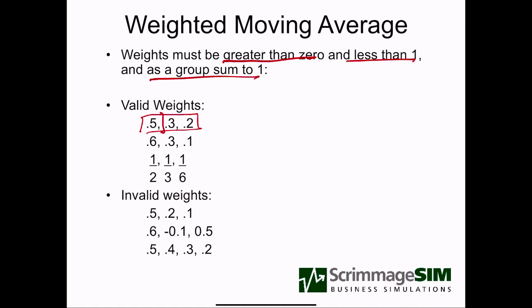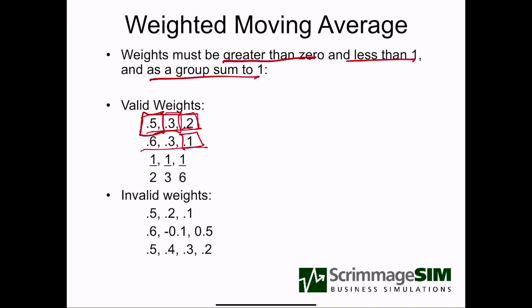In other words, if we were using these weights, the 0.5 would be applied to the most recent sales value or consumption value. The 0.3 would be used next, and the 0.2 would be used with the oldest data period. We'd be using 3 periods of data, but putting more emphasis on the more current one and less emphasis on the previous one. Here's another set of weights that are valid. We're putting even more emphasis on the newer data and much less emphasis on the older data.